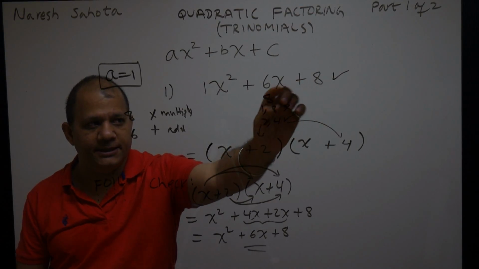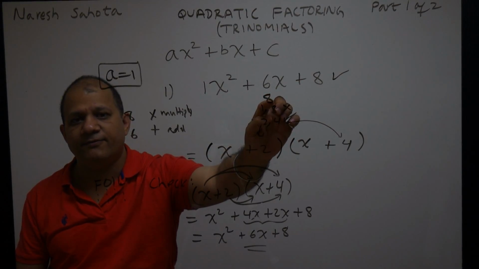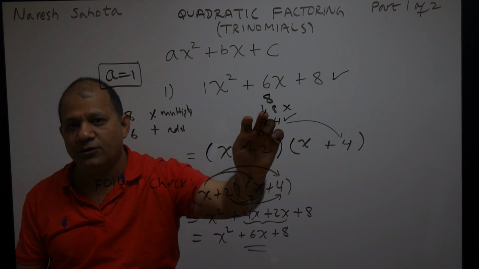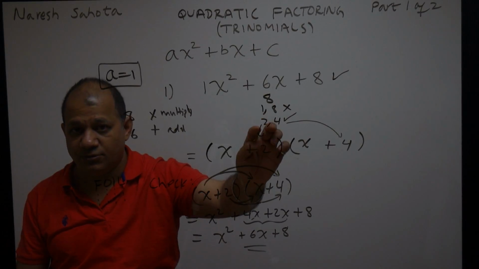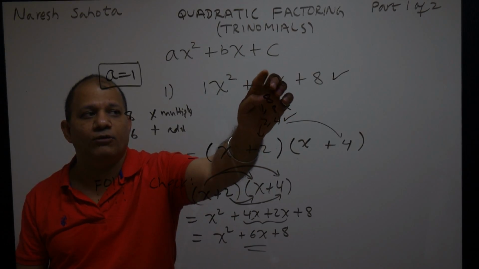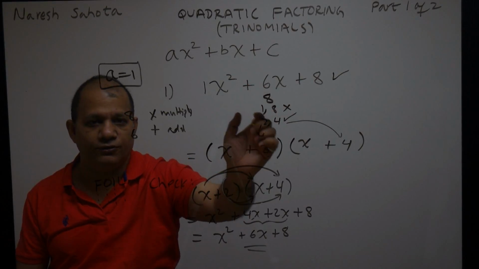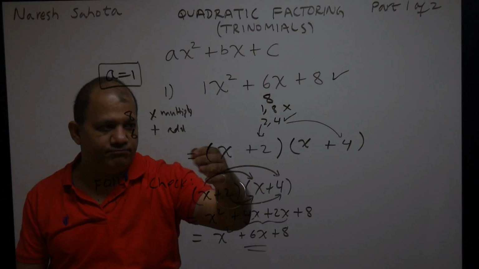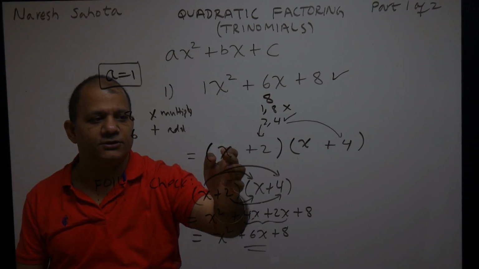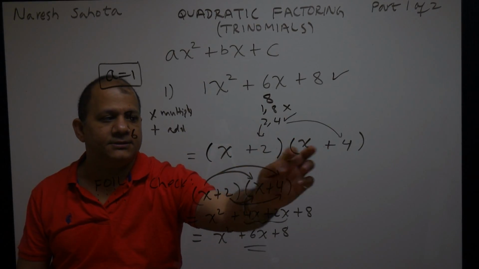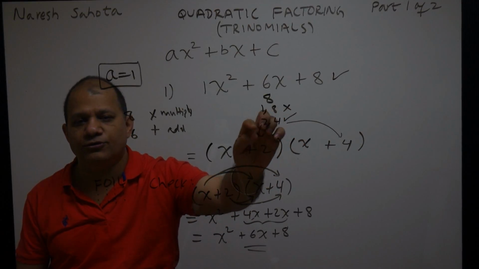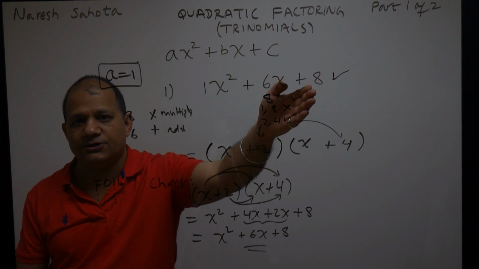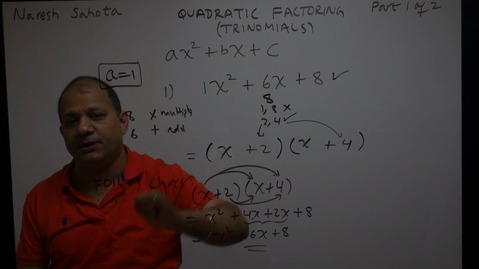So the C, copy the last digit, then find two numbers that multiply to give you that number, and when you add those same two numbers or subtract, you should get the coefficient of the middle term. So once you find those two, you simply make two sets of brackets. The first term will be x and x, and then the second term will be whatever two numbers multiply to give you the last term, and add or subtract to give you the middle term.